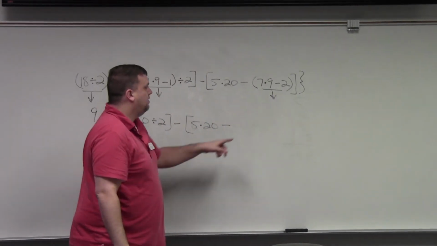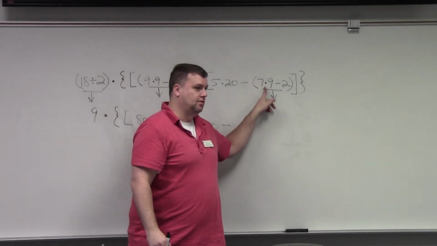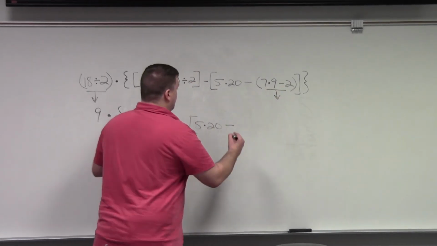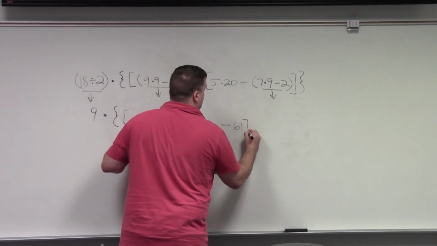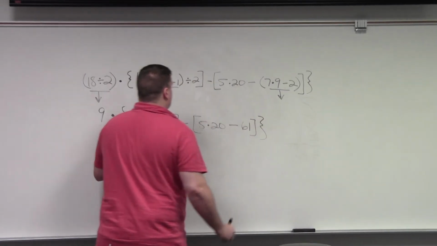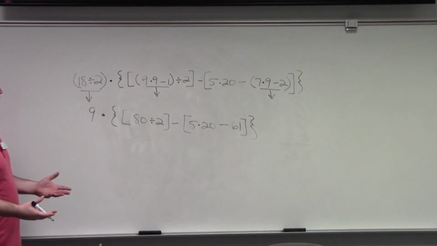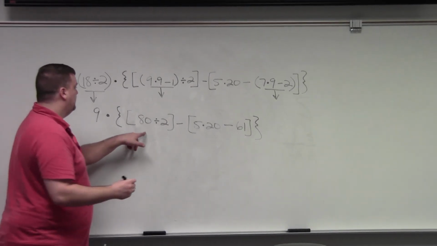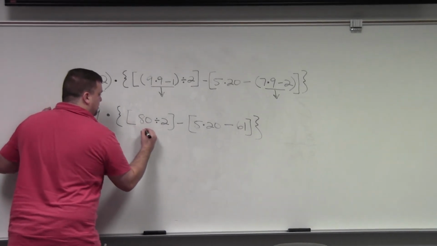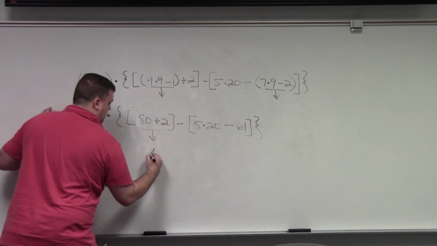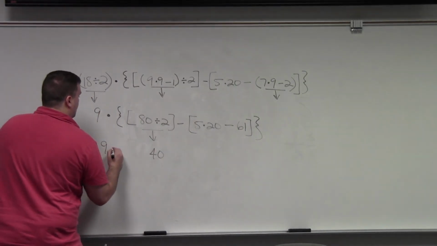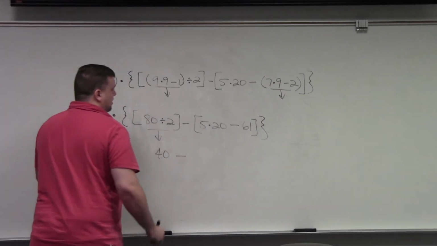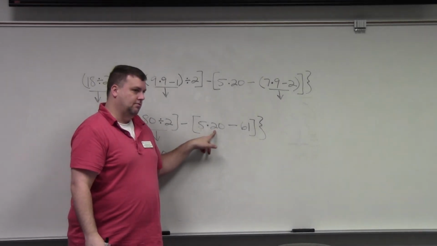All right, on this one, we have 7 times 9, which is 63, and then 63 minus 2, 61. So we've taken care of the smaller parentheses. We can move to the brackets now, right? Right, we're moving out. So 80 divided by 2? 40. Write that all down.